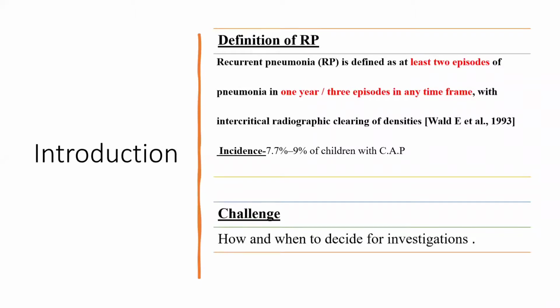So starting with the definition of recurrent pneumonia. Recurrent pneumonia is defined as at least 2 episodes of pneumonia in 1 year or 3 episodes in any time frame, with intercritical radiographic clearing of densities. Incidence is approximately 7.7 to 9% of cases of community acquired pneumonia. The main challenge in diagnosis of recurrent pneumonia is how and when to decide for investigations.